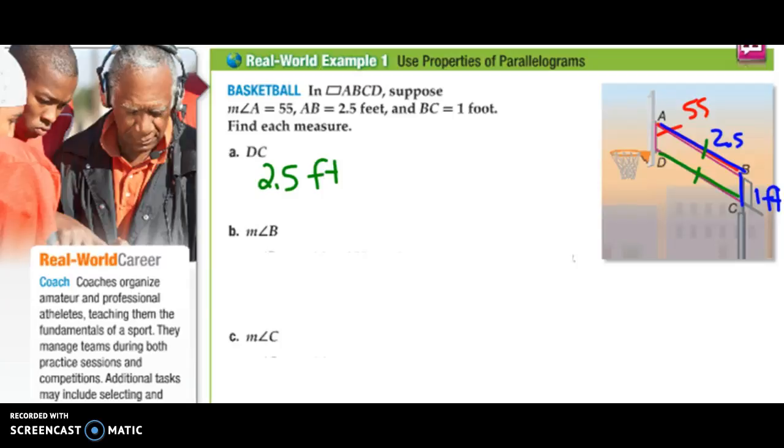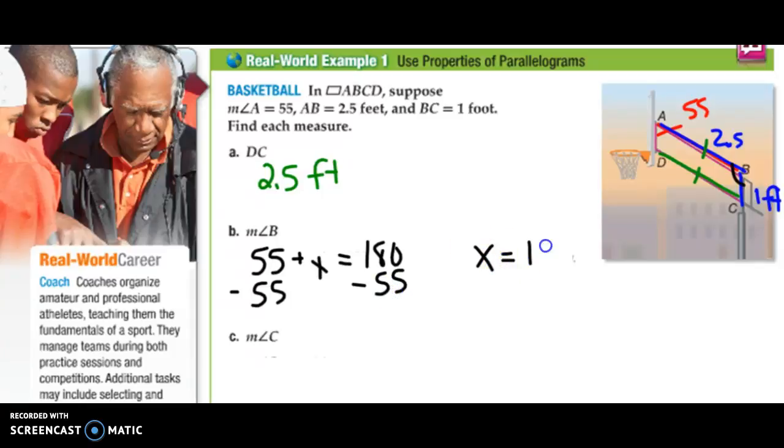The measure of angle B, well, if we know that A is 55, B is going to have to add up to 180 with it, so we'd say 55 plus X is equal to 180. Subtract 55, and you'd find out that X is going to equal 125 degrees. And finally, find the measure of angle C. Well, our theorem before says that angle A and angle C are going to be congruent, so angle C is also going to be 55 degrees.